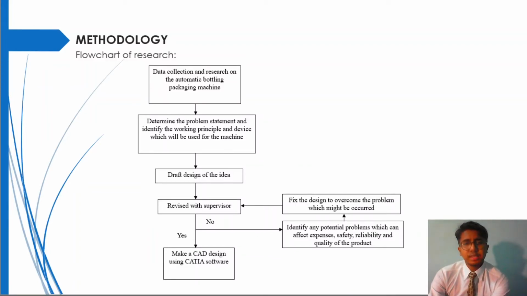As you can see here, this is the flowchart of the research. First, the activity and process which is being carried out is data collection and research on the automatic bottling packaging machine. And after that, the problem statement is determined and the working principle and devices which will be used for the machine are identified. After those processes, the idea of the design must be drafted, and the drafted idea must be revised with the supervisor.